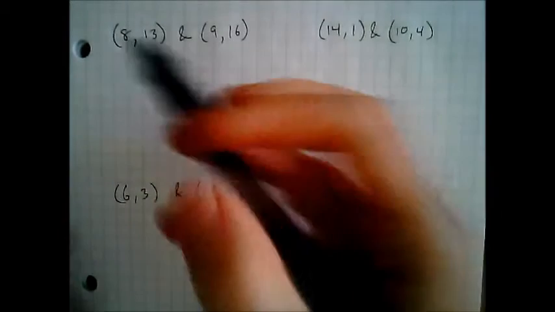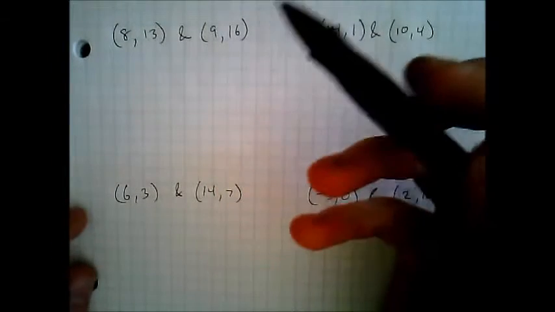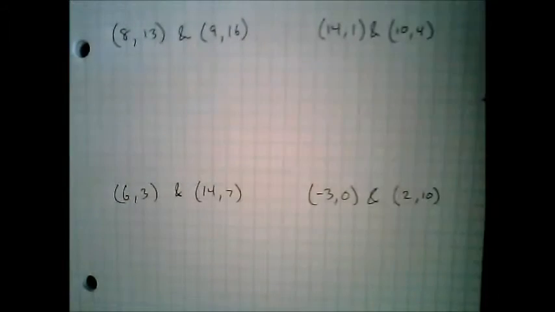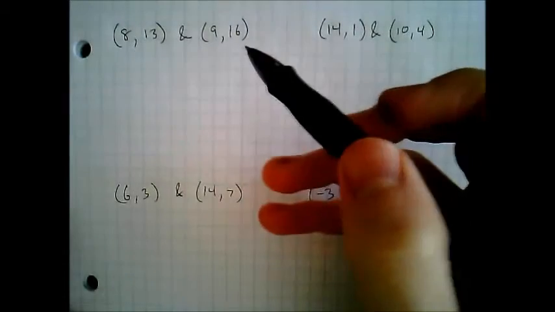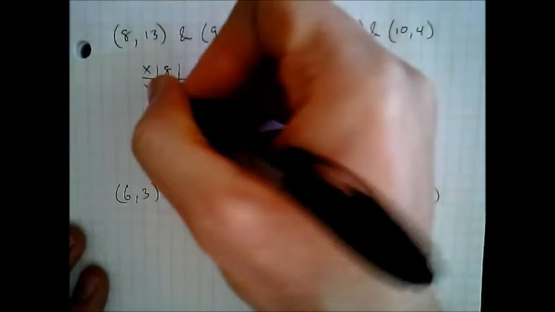So again, we want to understand that this point means figure 8 has 13 tiles, and this point means figure 9 has 16 tiles. And we still need our delta y and our delta x. We still want to know how many tiles we are adding or subtracting and over how many figures. So figure 8 has 13 tiles and figure 9 has 16 tiles. We see that we're adding 3 tiles. If it helps, we make our little table.